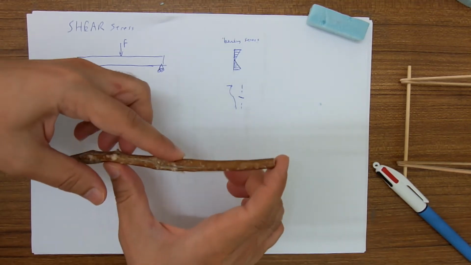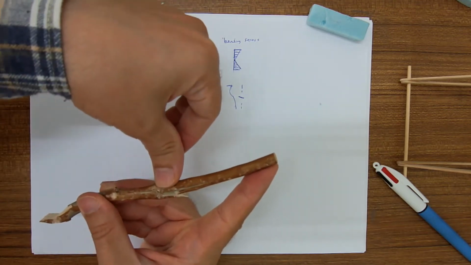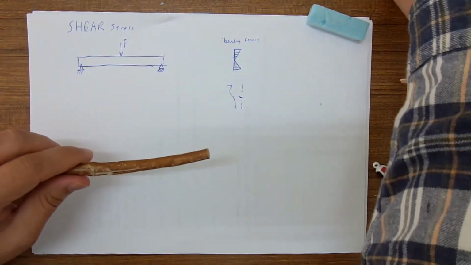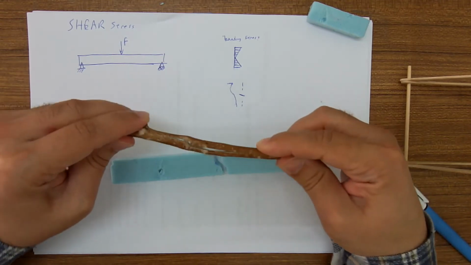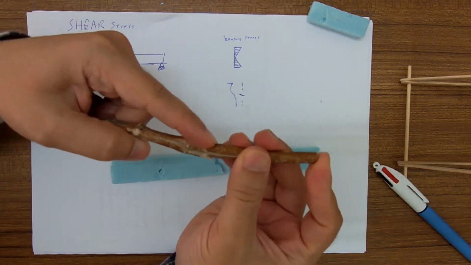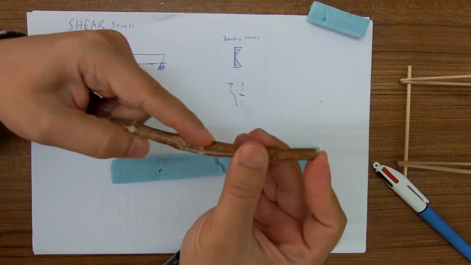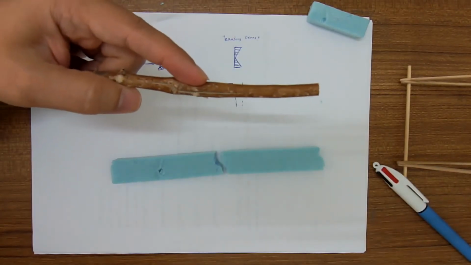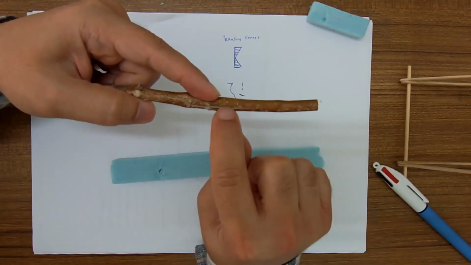I applied the same loading conditions for this. I hold it like this, and pushed at the mid. What happened is completely different to this fracture. You see that? The horizontal component here is much more predominant. Most of the fracture is caused by the horizontal deformation. So this is due to shear stress.